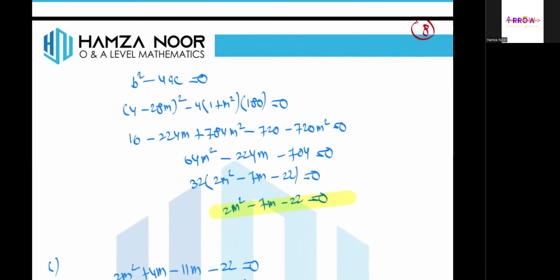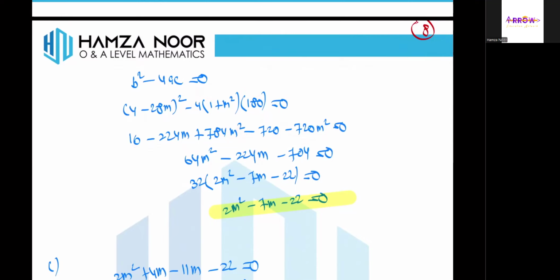So what we are going to do, b square minus 4ac will be kept equal to 0. So (4 minus 28m) whole squared minus 4 times (1 plus m square) into 180 is equal to 0. And then we are going to do the expansion. So 16 minus 224m plus 784m square, and then minus 4 into 1 into 180, this is minus 720, and then minus 4 into m square into 180, this is minus 720m square.